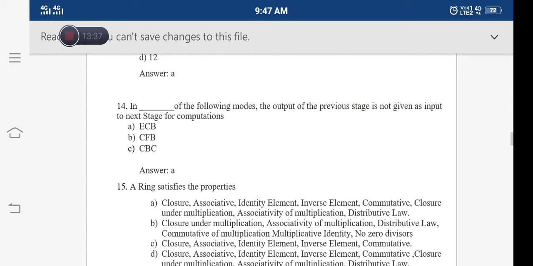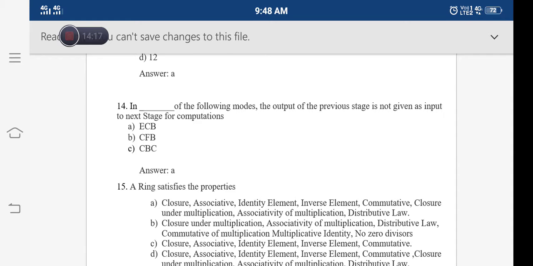Then question number 14. In which of the following modes is the output of the previous stage not given as input to the next stage for the computation? Here we have ECB mode, CFB mode and CBC mode. In ECB mode, we will not be making use of the previous stage output as input to the next stage. That is the ECB mode.